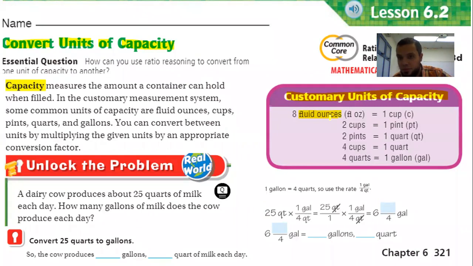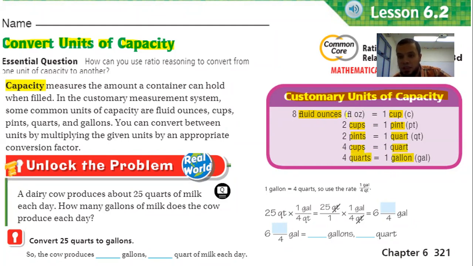Fluid ounces. 8 fluid ounces equals 1 cup, right? So 1 cup equals 8 ounces. 2 cups, as you see, equals 1 pint. 2 pints equals 1 quart. 4 cups equals 1 quart. 4 quarts equals 1 gallon.